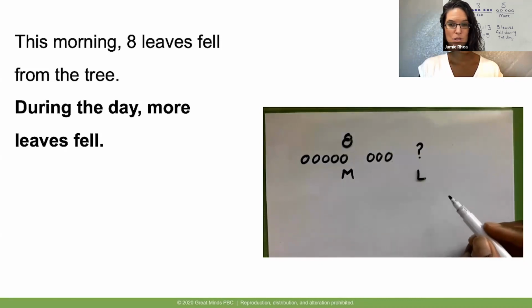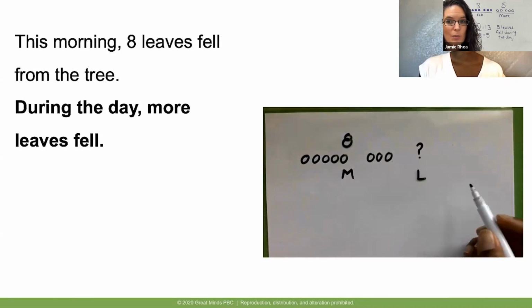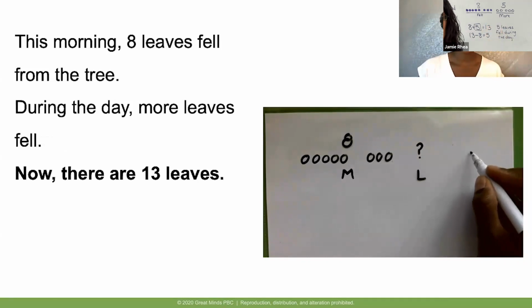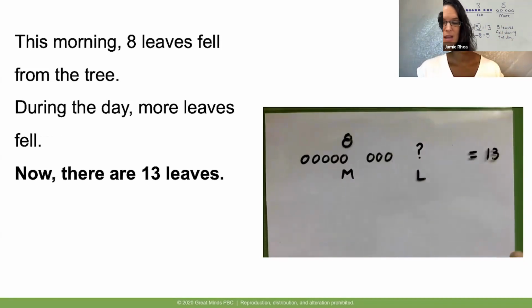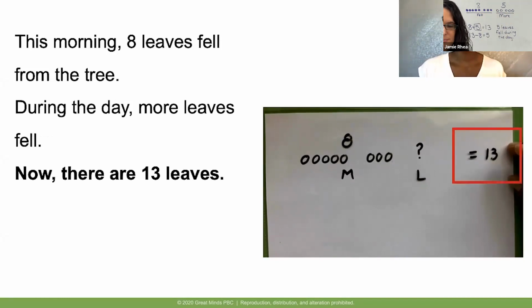We already had our question mark because we solved it. But listen, as I've already read the next line, I put more on mine. Now, there are 13 leaves. Can you find these leaves in your drawing? So here, look. Point to them now. There's our 13. Now there are 13 leaves.